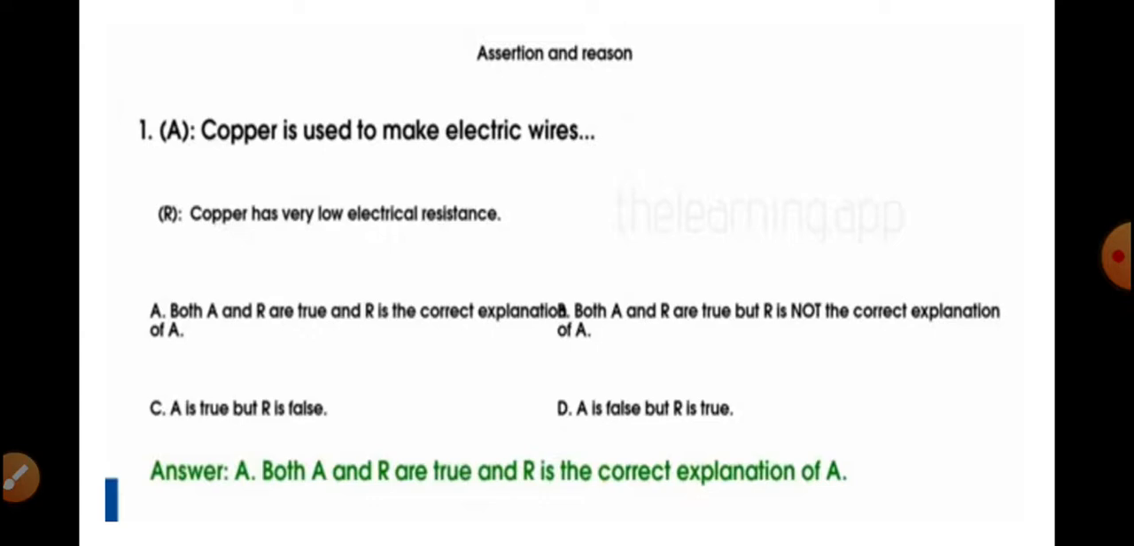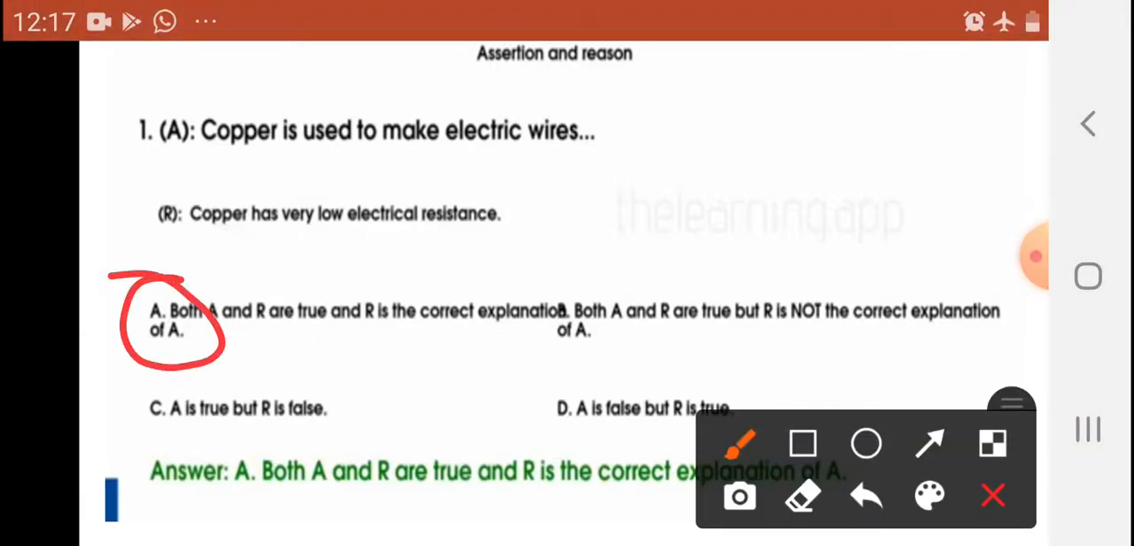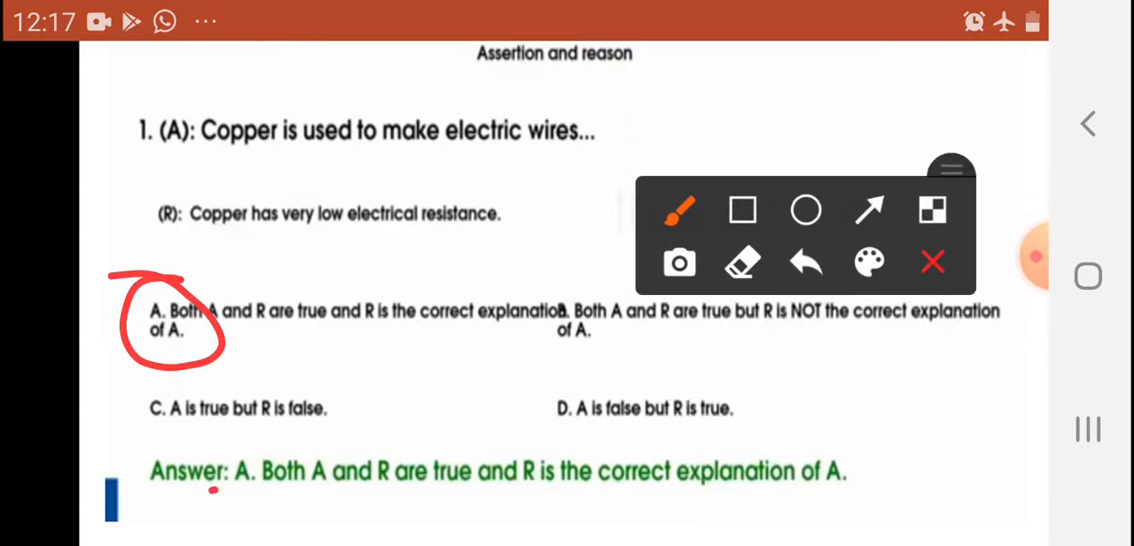So they gave in order the assertion: copper is used to make electric wires. Yes. And the reason: copper has very low electrical resistance. So electrical resistivity, electrical conductivity, as we know. So copper has very low electrical resistance. So the answer is option A, that is both A and R are true, and R is the correct explanation of A.